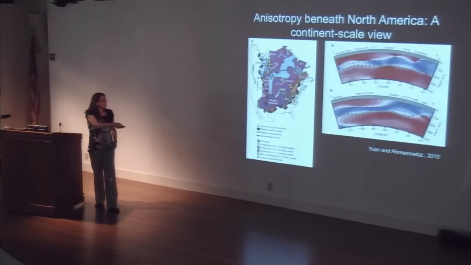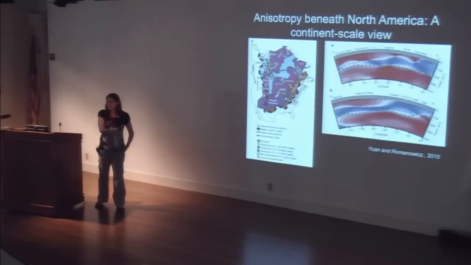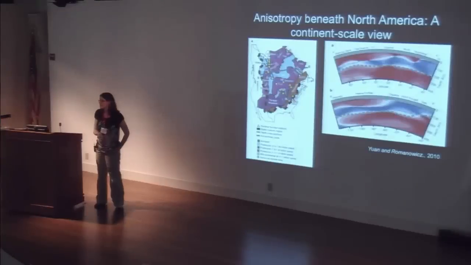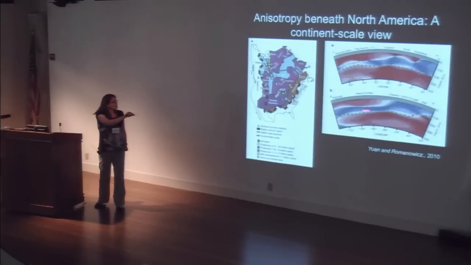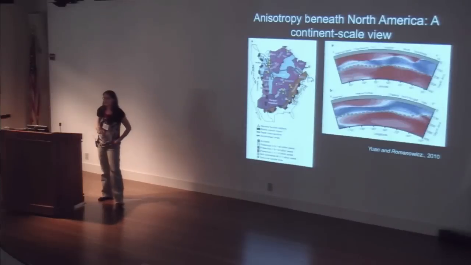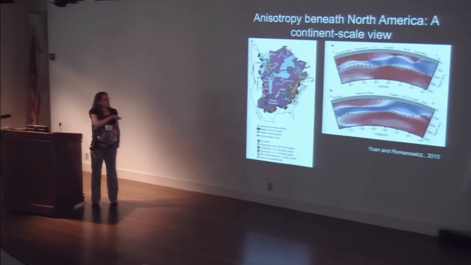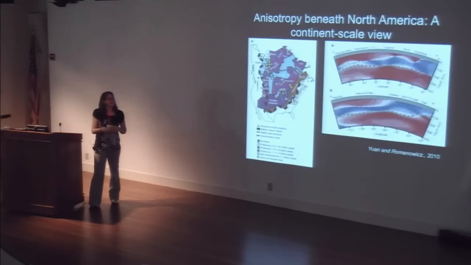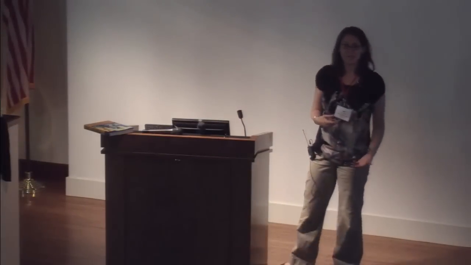And what's really neat is that there is a very distinct contrast in anisotropic geometry, both as you go across the lithosphere-asthenosphere boundary, but also here in the middle of the lithosphere. It looks like there's two very distinctive domains between the upper part of the lithosphere and the lower part of the lithosphere, and this is a surface wave model, but it looks as though this contrast could be very sharp.